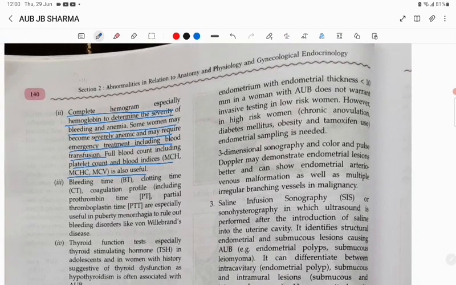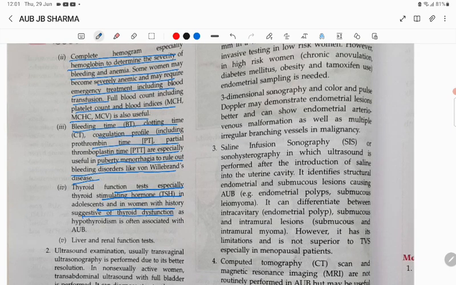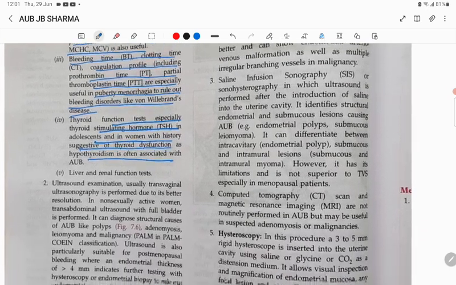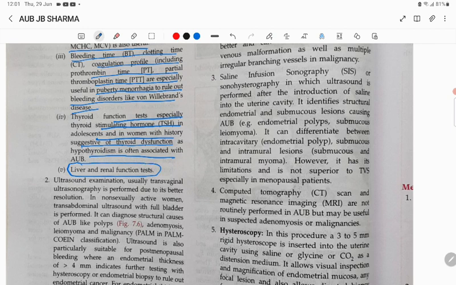Bleeding time, clotting time, and coagulation profile including PT and aPTT are done. Hepatitis screening is especially useful in puberty menorrhagia to rule out liver disease and bleeding disorders like purpura. Thyroid function tests, especially TSH, are done if there is a history suggestive of thyroid dysfunction such as hypothyroidism, along with liver and renal function tests.